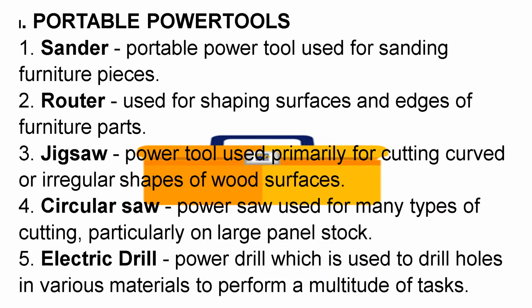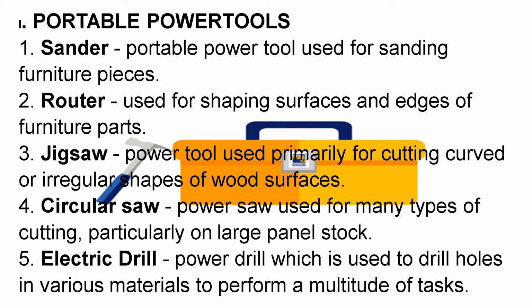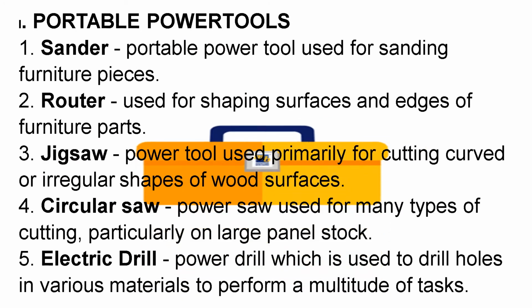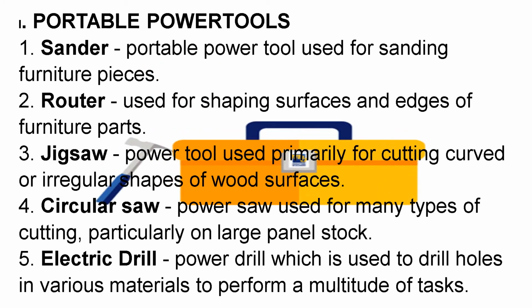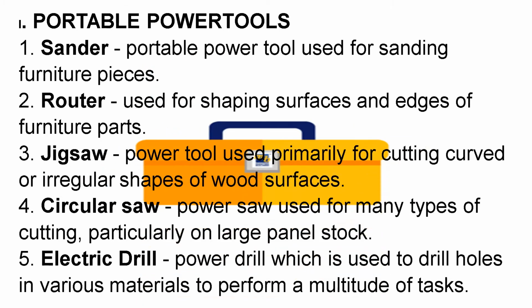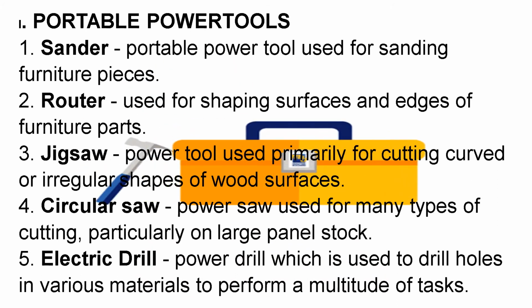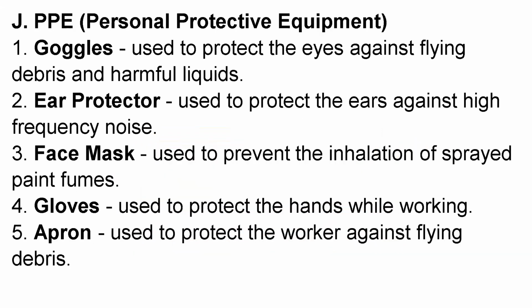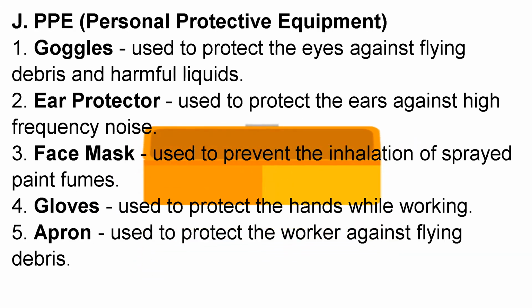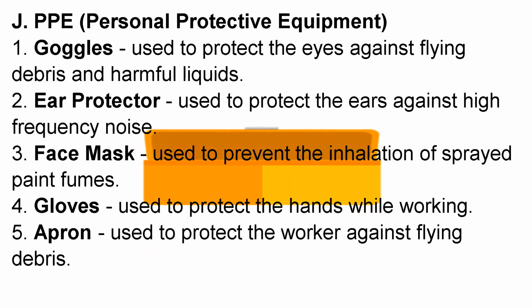Next, we have the electric drill. Power drill, which is used to drill holes in various materials to perform a multitude of tasks. Okay, those belong to portable power tools. Next, we have letter G. PPE or personal protective equipment.